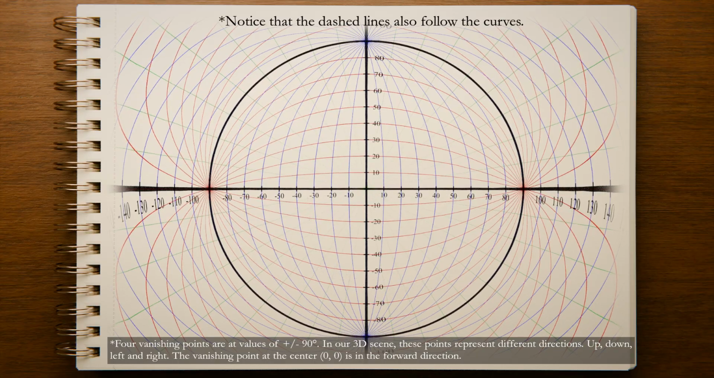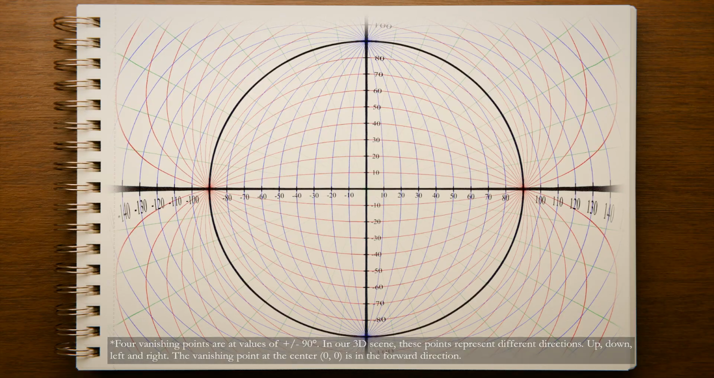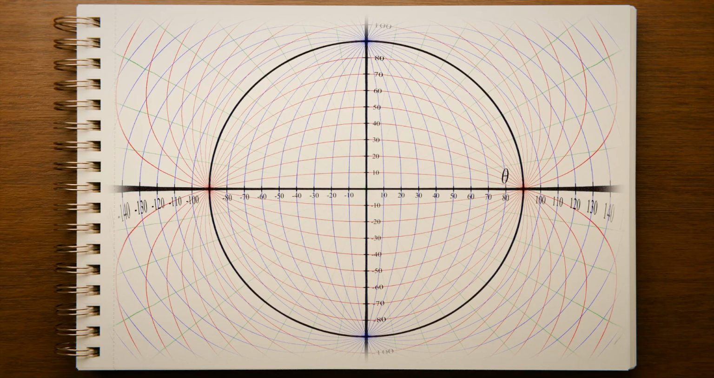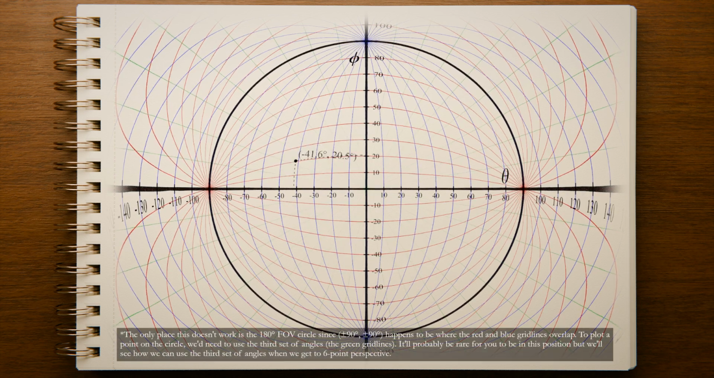We should probably label the axes now. Since we're dealing with angles, let's call the horizontal axis the theta axis. And let's call the vertical axis the phi axis, or phi if you're a phi type of person. So if we want to plot a point, we just need a theta and a phi value. So we just need to figure out how to get these angles from a 3D scene.